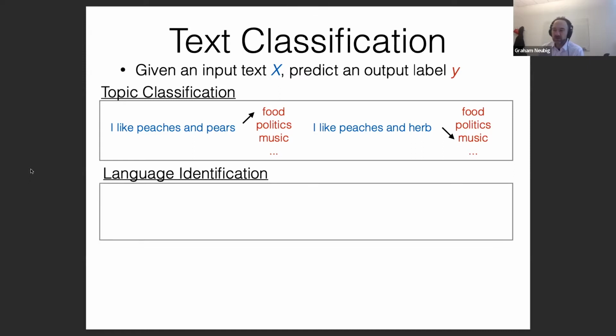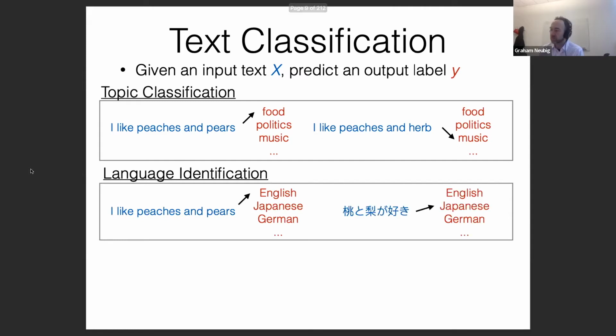We have language identification, which is a particularly important task in multilingual learning. Basically, this is taking in text and outputting the language that it's written in. So, obviously the first is English and the second one is Japanese here. This becomes very interesting and difficult, as I'll be elaborating later in the lecture portion.